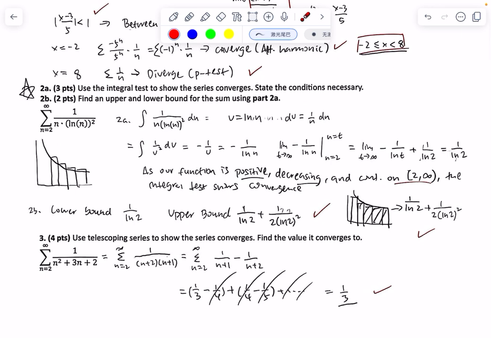My suggestion is to always draw a graph, because geometry first, right?